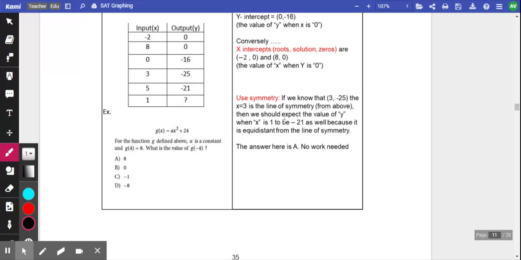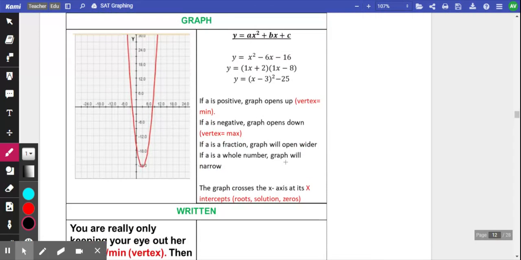So for this one, you would use symmetry, the fact that the vertex is 3, negative 25, x is equal to 3. That's the line of symmetry. You can see that here because then the numbers go back in the other direction again. We should expect the value of y when x is 1 to be negative 21 as well, because it is equidistant from the line of symmetry. So the answer is A. You don't have to do any work behind it.